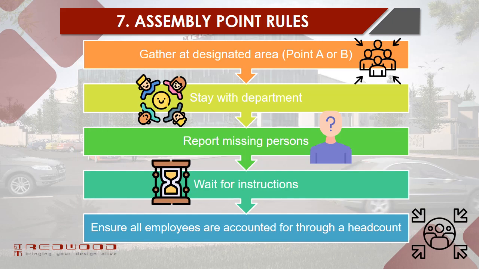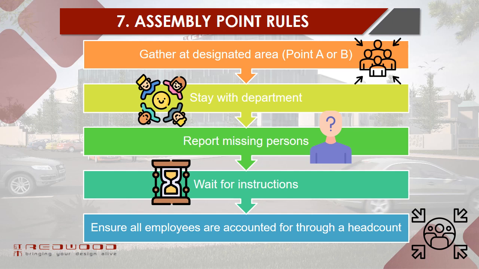Rules at the assembly point. Upon arriving at the assembly point, all employees must: 1. Gather at the designated area, 2. Remain with their respective groups or departments, 3. Not leave the assembly point without permission, 4. Report to the supervisor or safety warden, 5. Wait for further instructions from the emergency response team, 6. Ensure a complete headcount is conducted. These rules are important to ensure that all employees are safe and can be accounted for quickly.